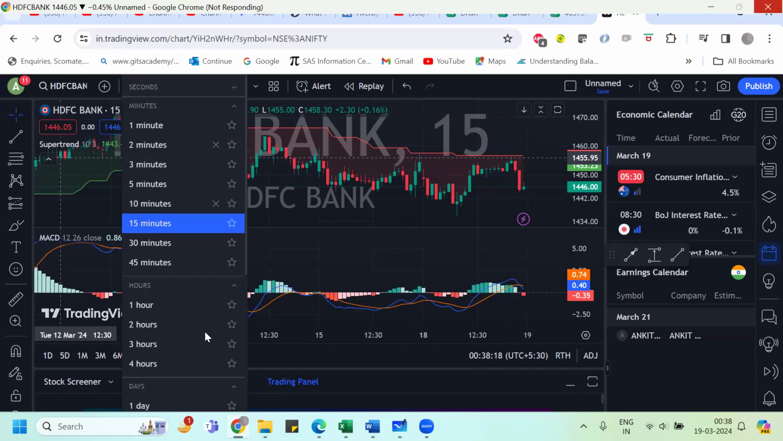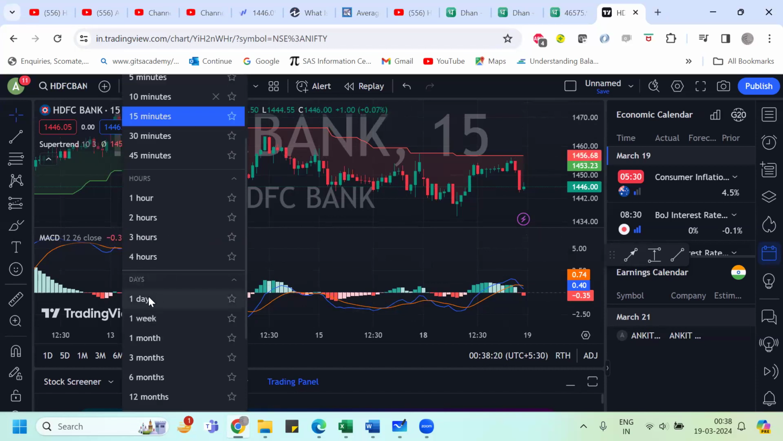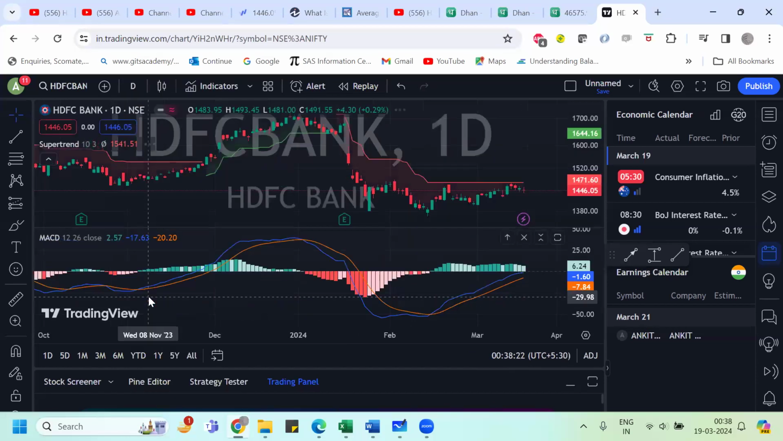MACD is showing a different signal. Your super trend is saying something else. Your price action is saying something else. You can see all the candles are NRC only, narrow range candle formations are happening. So not much momentum you can find in the stock.